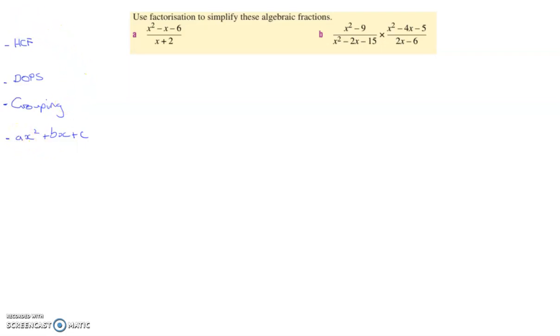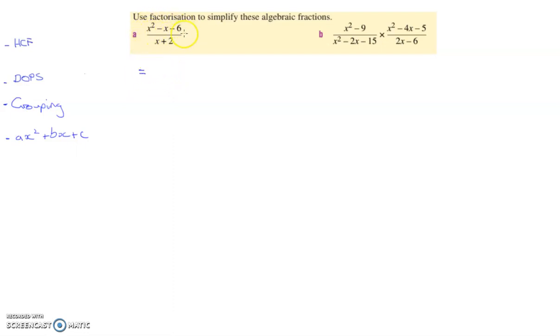So these are the four ways we know how to factorize currently. There are more. But for this lesson and for today's activity, you'll be focusing on these four. And you'll need to apply all four depending on the circumstance. So in this first example, it says x squared minus x minus 6 over x plus 2.